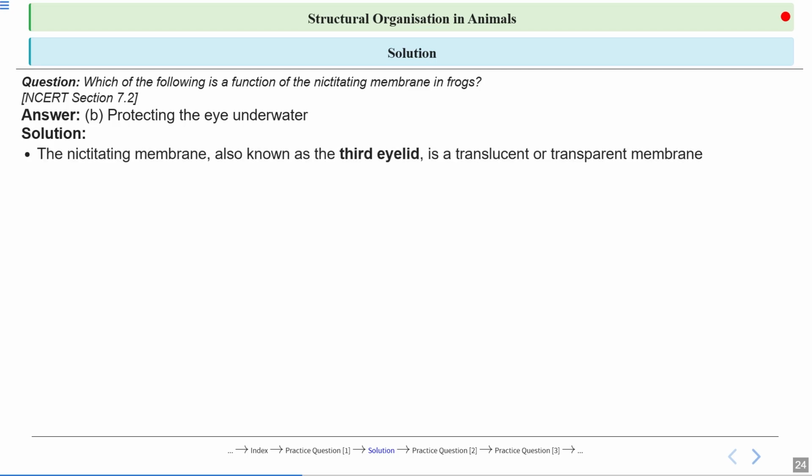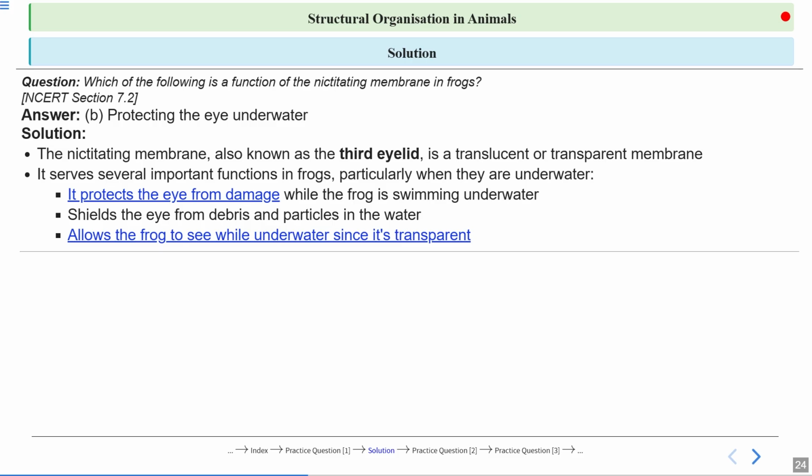Okay, so the nictitating membrane is also known as the third eyelid. It is called the third eyelid. Actually, they have two eyelids, upper and lower. But this is the third eyelid, and it is a translucent or transparent membrane. So it makes a cover over the eye. That is why it should be transparent. So through this membrane also they are able to see, right?